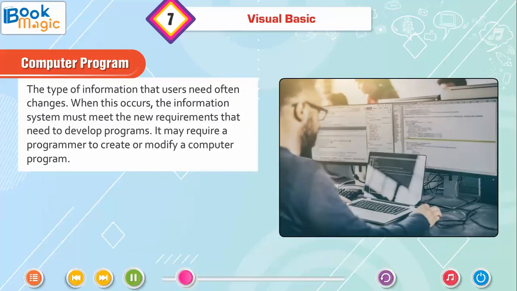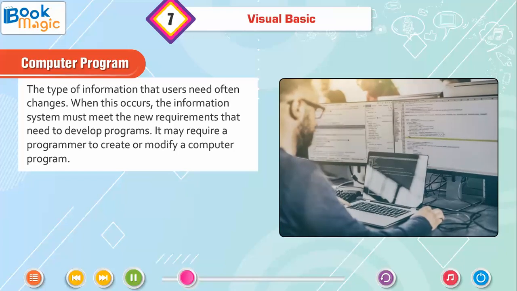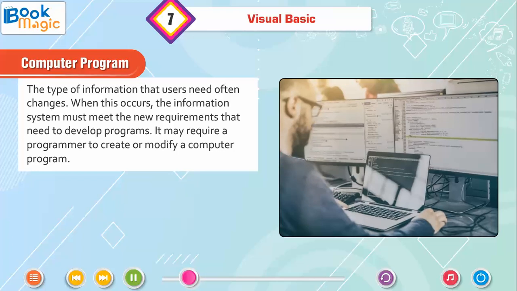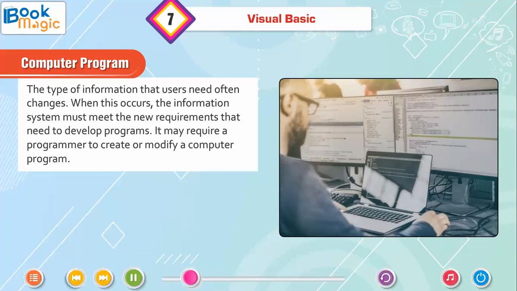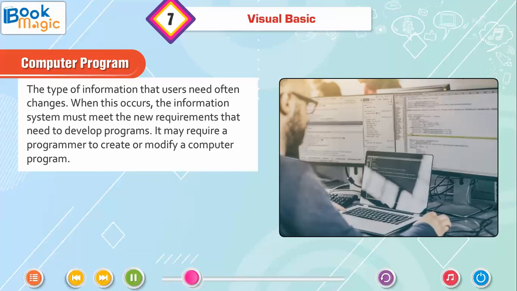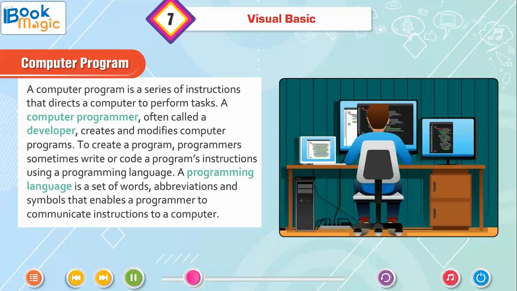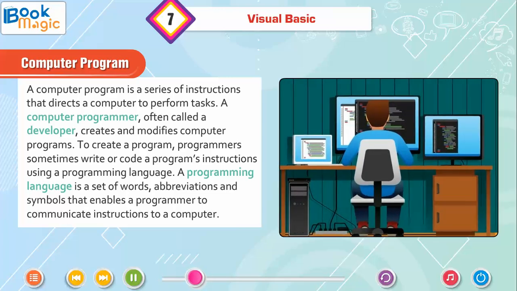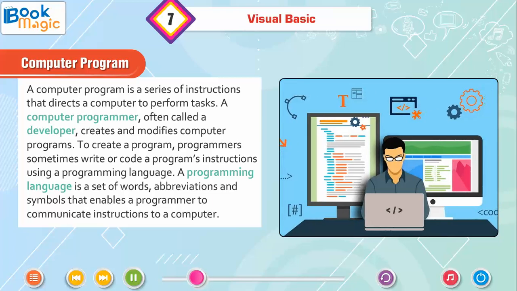The type of information that users need often changes. When this occurs, the information system must meet the new requirements, which means new programs need to be developed. It may require a programmer to create or modify a computer program. A computer program is a series of instructions that directs a computer to perform tasks. A computer programmer, often called a developer, creates and modifies computer programs.